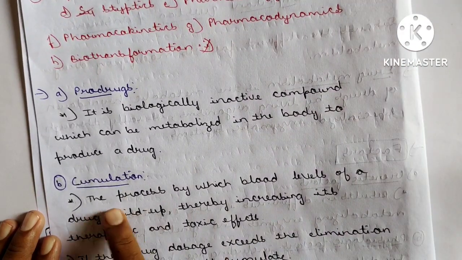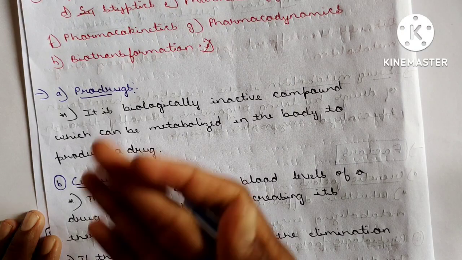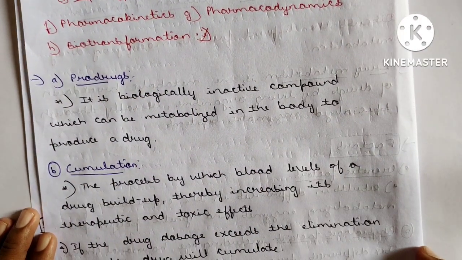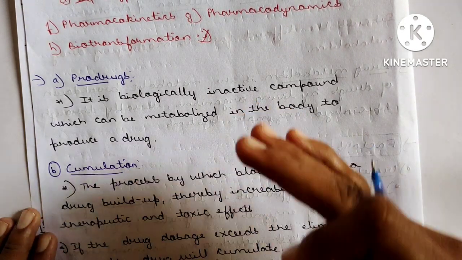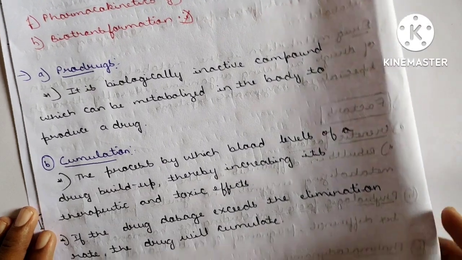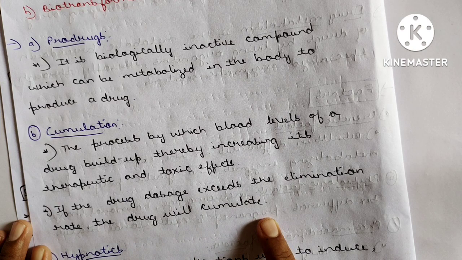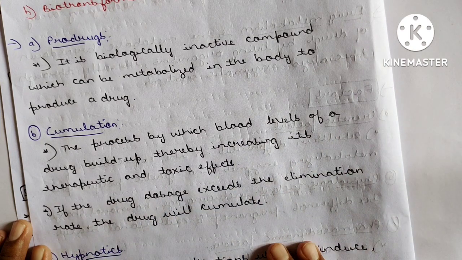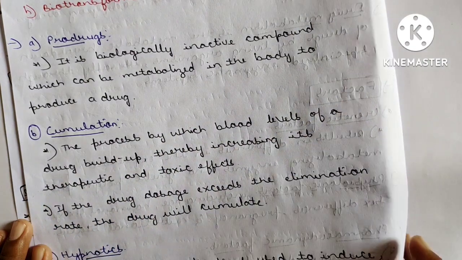Then cumulation, the process by which blood levels of a drug build up, thereby increasing its therapeutic and toxic effect. Cumulation means here building up, or increase in the therapeutic effect. It is known as cumulation. If the drug dosage exceeds the elimination rate, the drug will cumulate. Cumulate is nothing but building up the concentration of the drug.